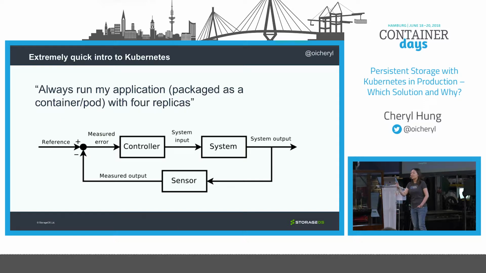So if you don't know Kubernetes, you just need to know 2 concepts. One is declarative infrastructure. In this case, you can say, always run my application packaged as a container or pod with 4 replicas. The second concept is a control loop. Kubernetes will read in the specs that you've given it. It will measure the difference between what is actually happening and what you've asked for, and then it will issue commands to try and get the system closer to what you've requested. And then it will do that in a while loop, round and round and round, always trying to get closer to the requested spec.